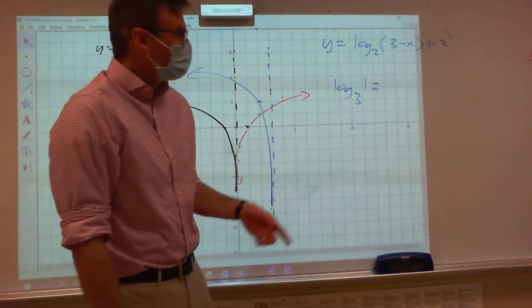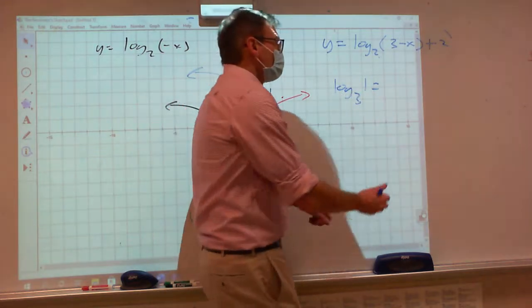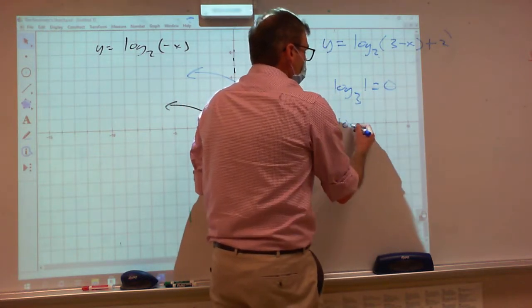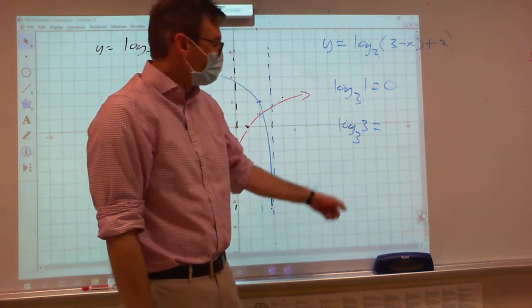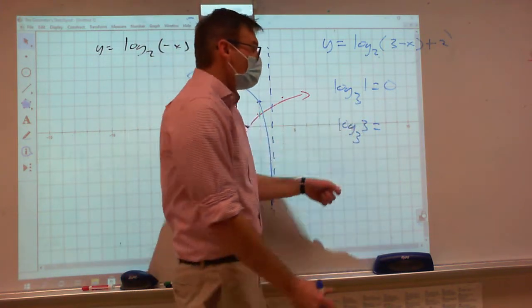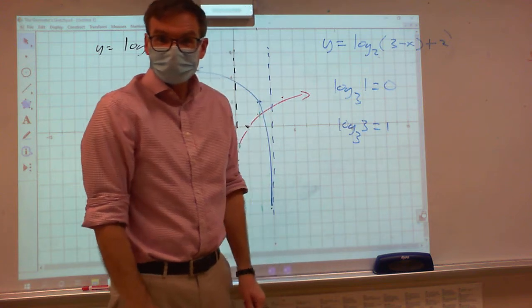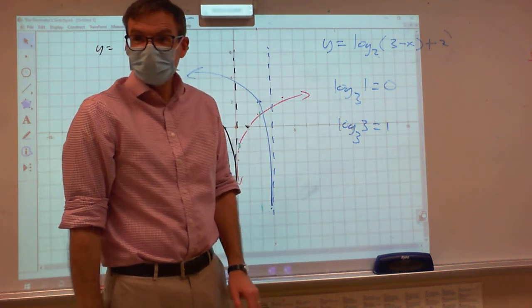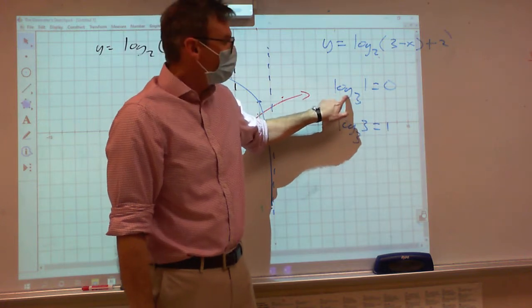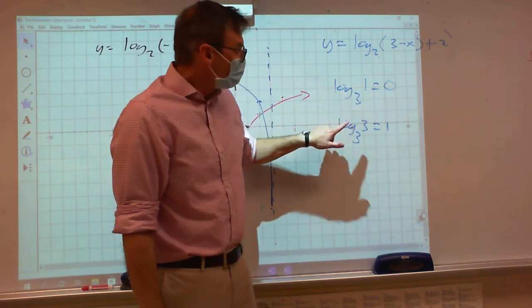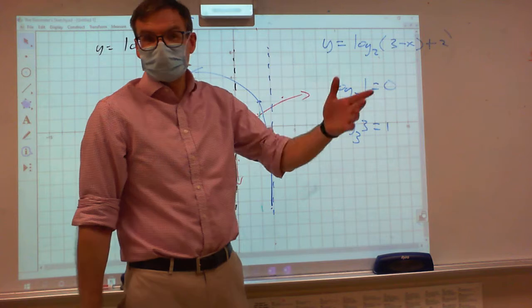Log base anything of 1 is 0. And what's log base 3 of 3? Anytime these are the same, we get a 1. All right? Now, believe it or not, this fact has to do with your special point, and this fact has to do with finding the additional point.